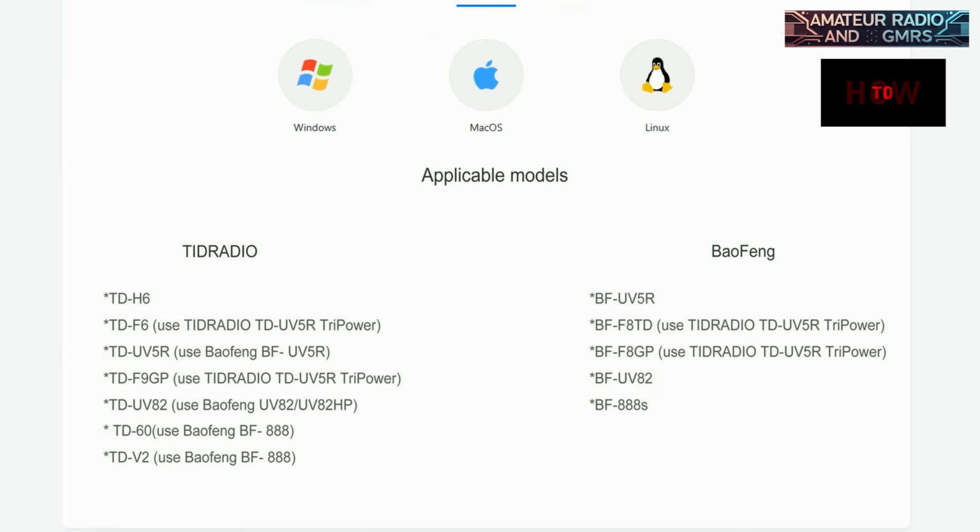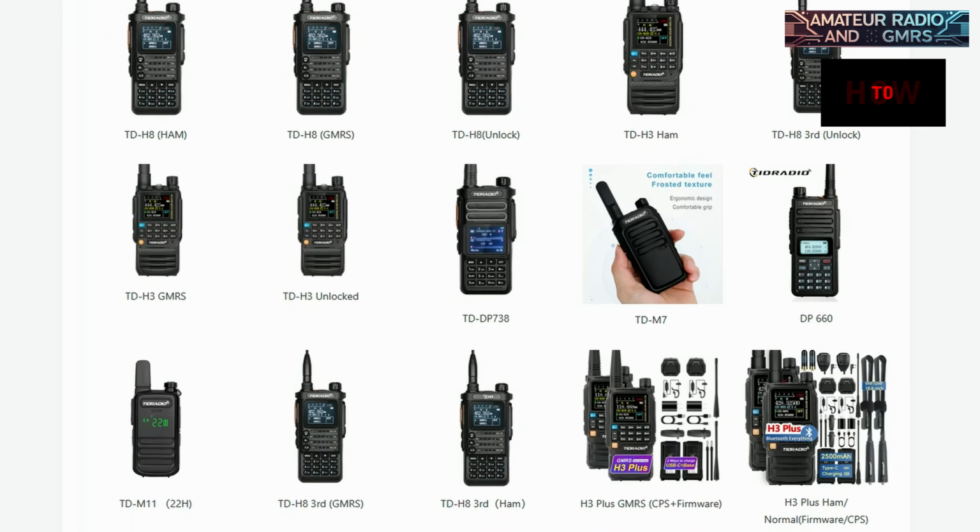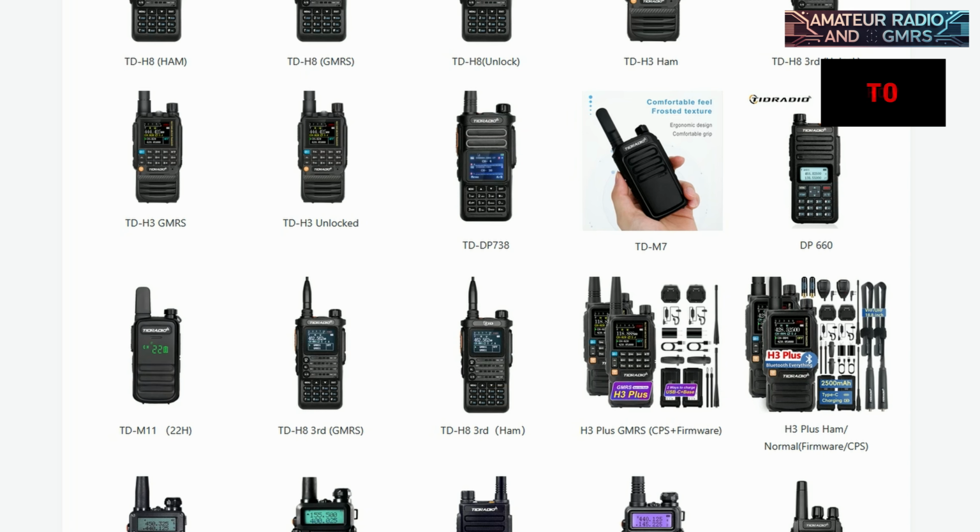All right? Once you have gotten to this main page, you're going to scroll down and find your radio. That is the TID H3. Now, as you can see, there's a bunch of them here. H3 Plus GMRS, H3 Plus ham. Now this could be for either one of the H3s that you have. You have TID H3 unlocked, TID H3 GMRS. You'll have to figure out which one it is that you're using. I have no idea what radio you have. However, I will show you the process and how to do it. I have this particular version here.